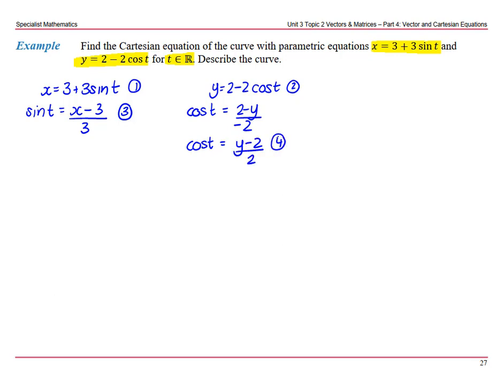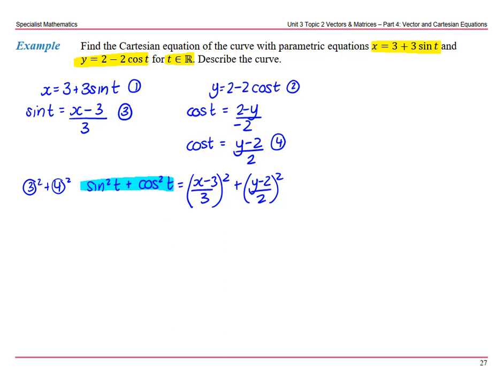So that's equation 4. As per normal, equation 3 squared plus equation 4 squared, we get sine squared t plus cos squared t equals x minus 3 over 3 all squared, plus y minus 2 all over 2 all squared. We have our trig identity, which is 1. So 1 equals x minus 3 all squared over 9 plus y minus 2 all squared over 4.